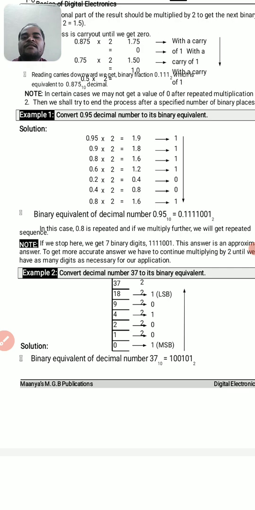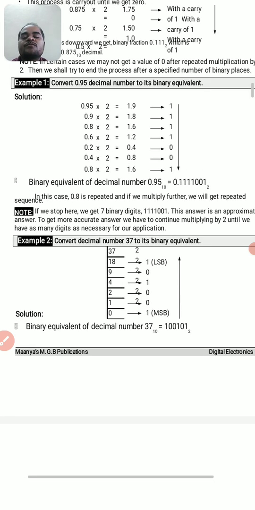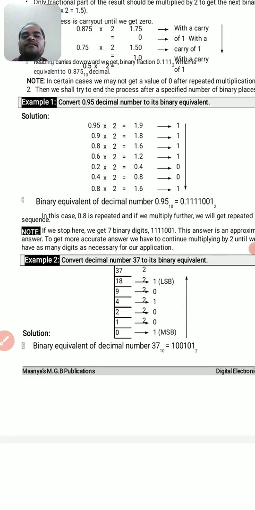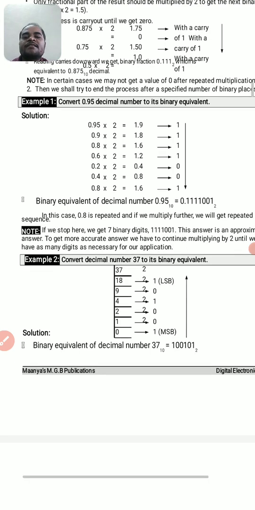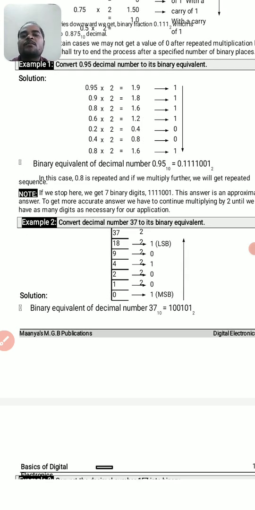Next, 0.6 is again multiplied with 2, and we get 1.2 as the result. So in this case also the integer part is 1. Next, 0.2 is again multiplied with 2 and we get 0.4, so the integer part is 0. Next, 0.4 is again multiplied with 2 and we get 0.8 with integer part 0. After that, 0.8 is again multiplied with 2 and we get 1.6.